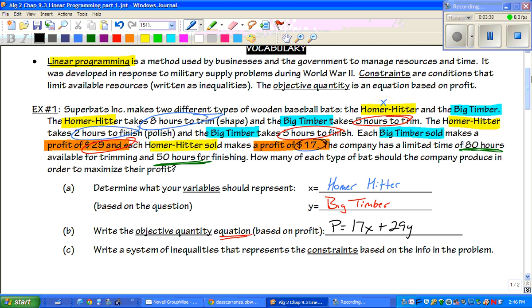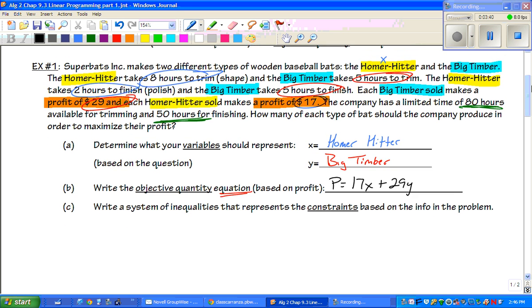Now, the next thing it's asking us to do is write a system of inequalities that represent the constraints based on the information in the problem. Looking at the problem, there are two things that they keep talking about. One thing is the trim, and the other thing is the finish. And these are going to be our constraints.